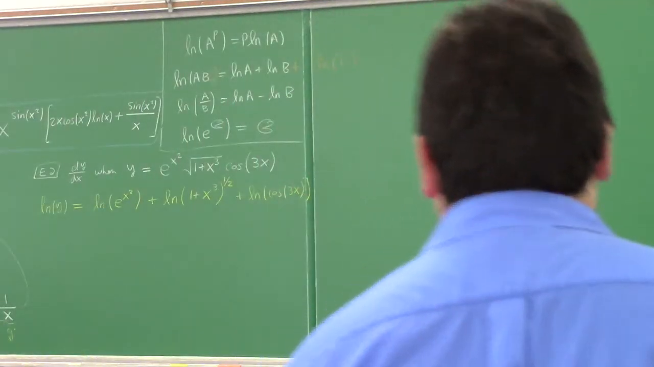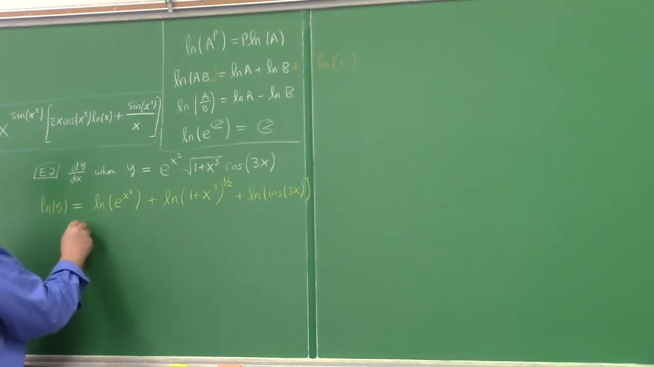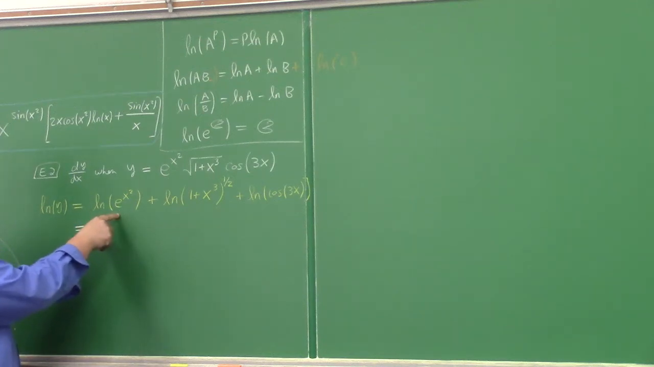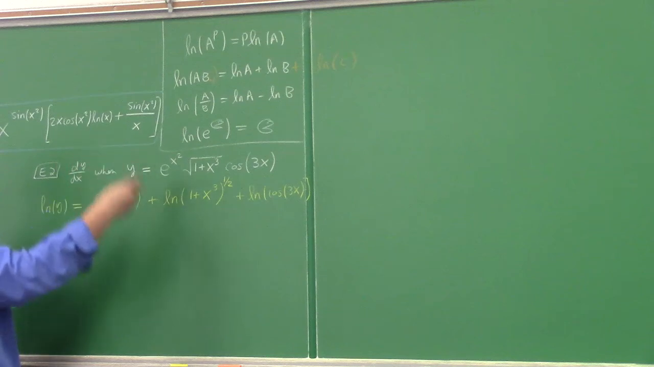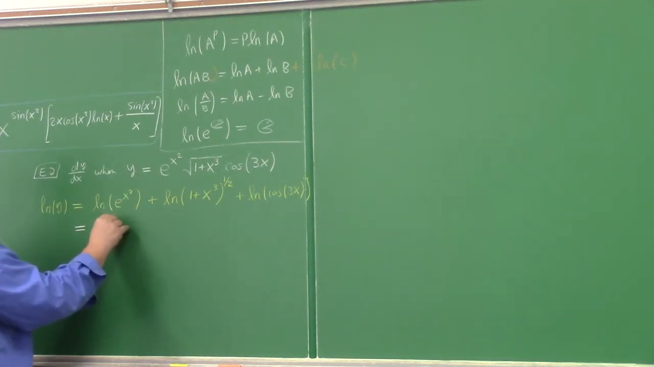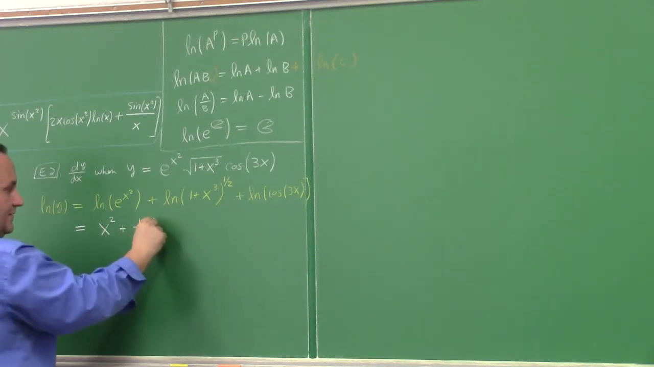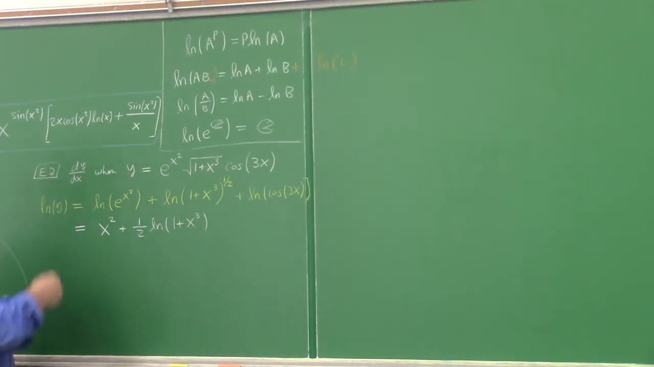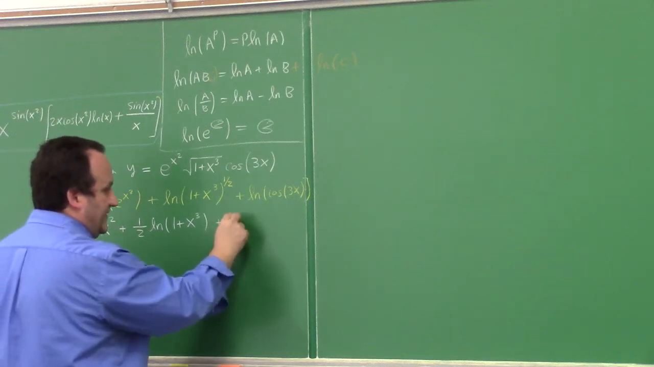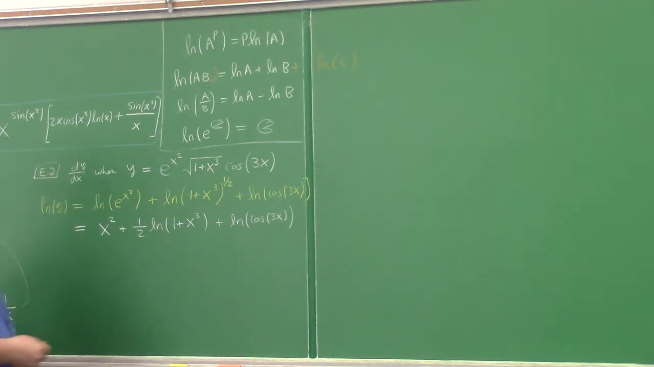So you guys tell me, what's the natural log of e to the x squared? 1? Well, natural log of e to the Pac-Man is Pac-Man again, right? So here Pac-Man is x squared. So this first term is just x squared. The second term, pull out the half, 1/2 natural log of 1 plus x cubed, right? The third term, I can't really do anything to. I'm just kind of stuck with that. It is what it is, all right?